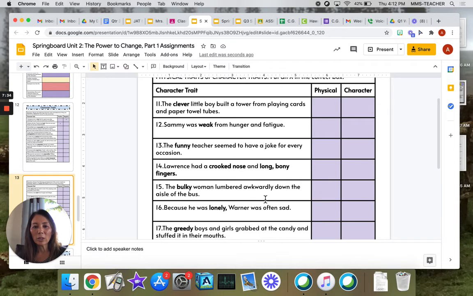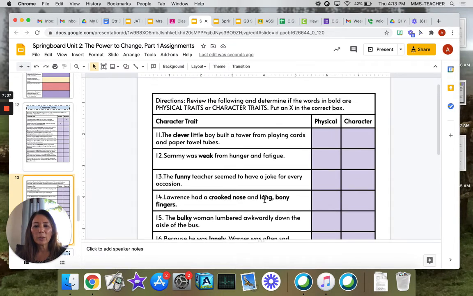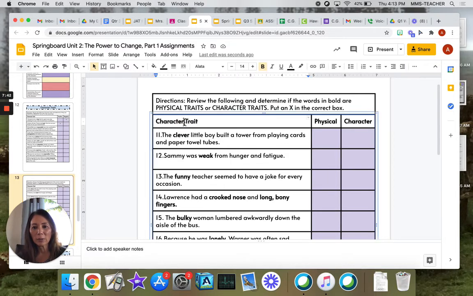For slide 13, you're going to look at the, it should say character trait, physical trait right here. You're going to look at the physical trait. I think it should say character or physical. Or it should just say trait. Okay, how's that? Okay, so it says directions. Review the following and determine if the words in bold are physical traits or character traits. Put an X in the correct box.